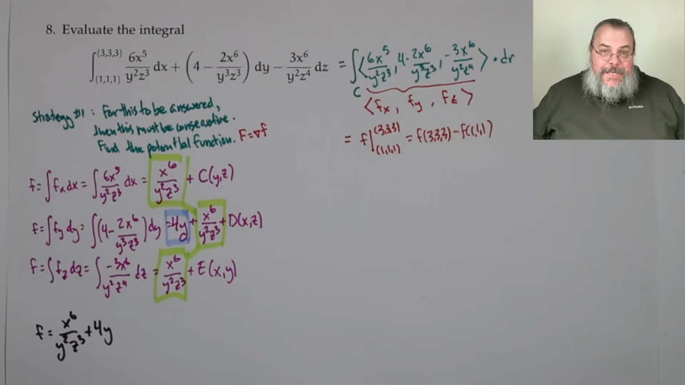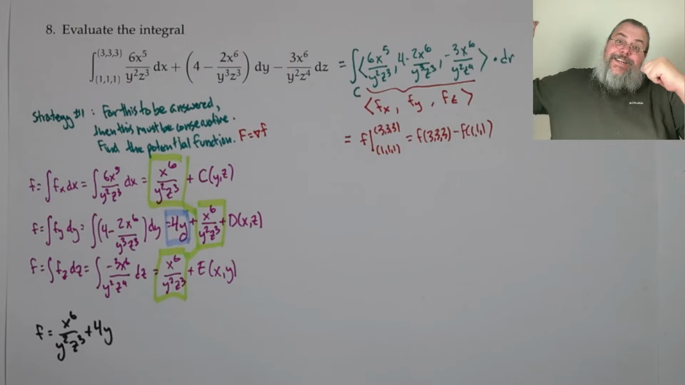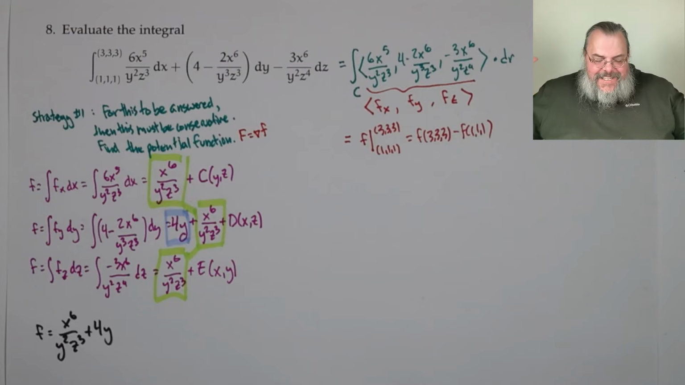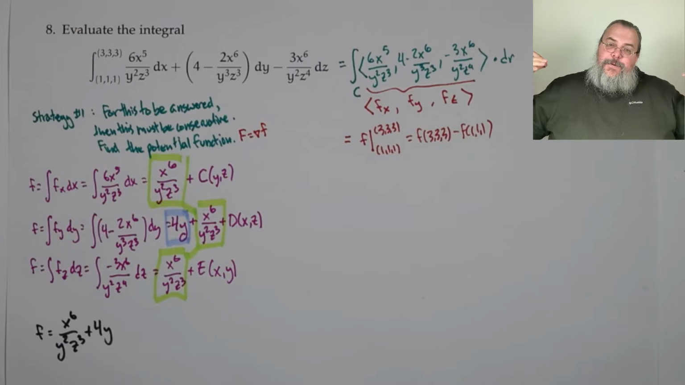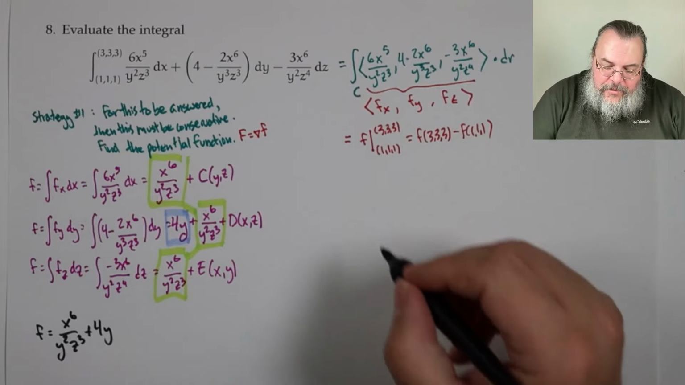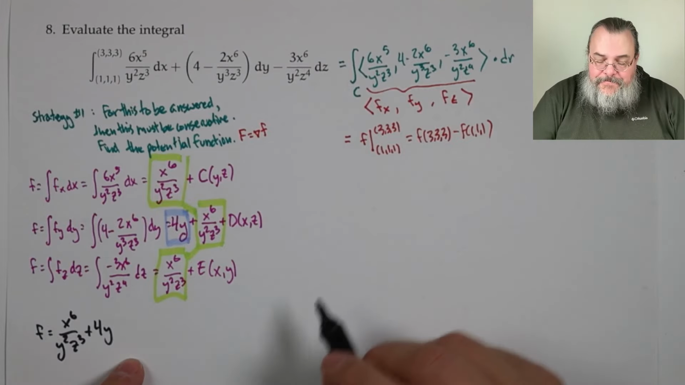Now, that is a potential function. There's actually infinitely many potential functions. Can you see what you do to this one? You add c. That's right. Add in any c that you want. But what are we going to do? We're going to add 0 and say, okay, there's our potential. So we're now ready to answer the question.